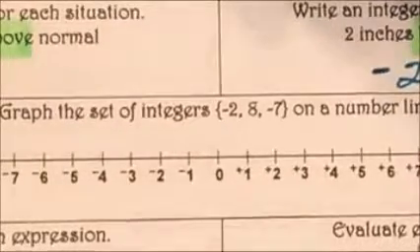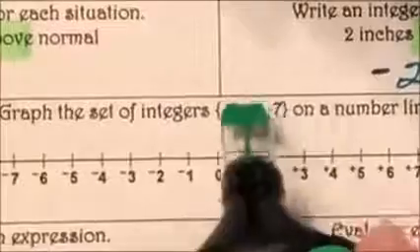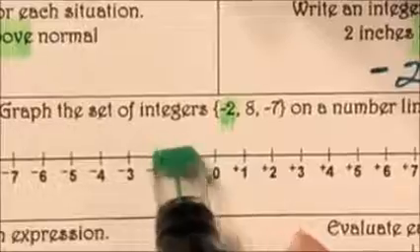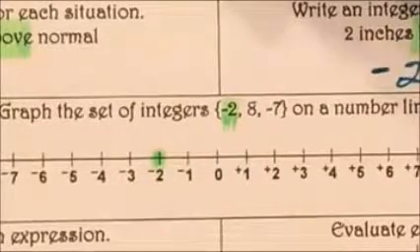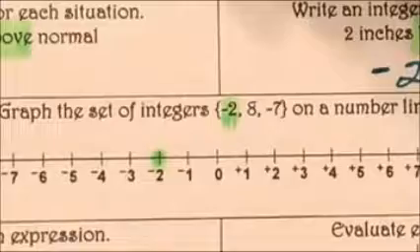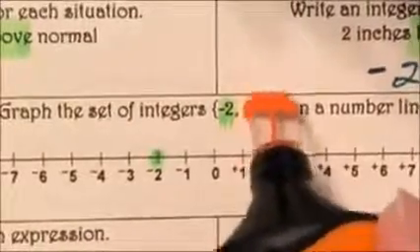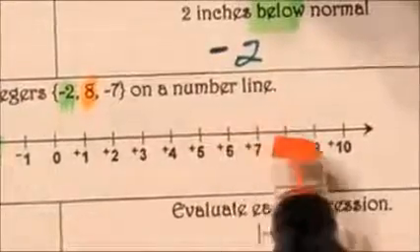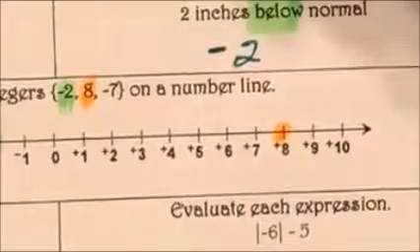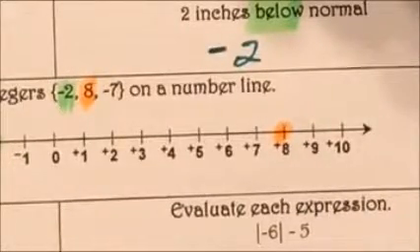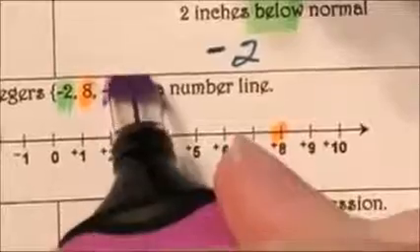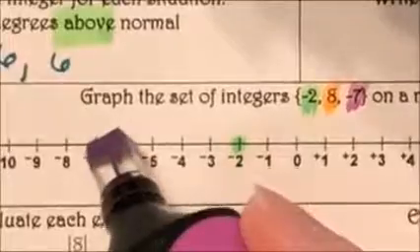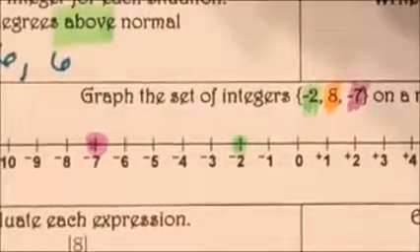Okay. Then I have graph the set of integers negative 2, 8, and negative 7 on the number line. Okay, so the first one I have is negative 2. Okay, negative 2 is right there on the number line. 8. I'm going to do 8 in orange. It's right there on the number line. And negative 7. I'm doing purple. It's right there. So negative 7. Okay.